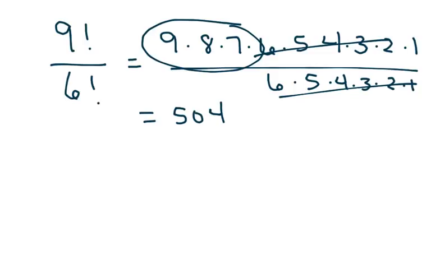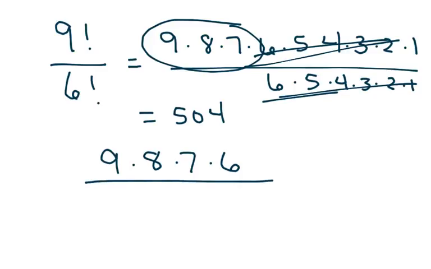So in the future when you do this, instead of doing all this extra work, when you see something like this, what you want to do is just write 9 times 8 times 7 times 6 over 6 factorial, because we didn't finish it, and then those cross out. So you don't have to keep writing it. And this is acceptable in showing your process.